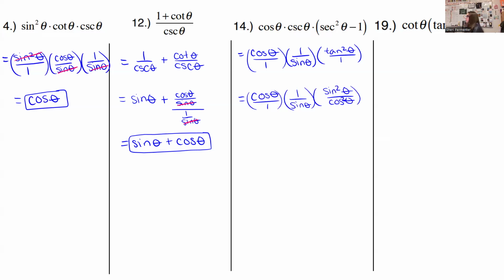From here, what can I do? I can cancel out some stuff. So be careful, not everything cancels, but I've got 1 cosine on top and I can take 1 cosine from the bottom. I've got 1 sine in the denominator and I can take 1 sine away from the numerator. So I'm left with sine over cosine. What is sine over cosine? Tangent. So like this step, I'm okay with you going from sine over cosine is tangent. But I would not probably be okay with you going from that step to the answer.